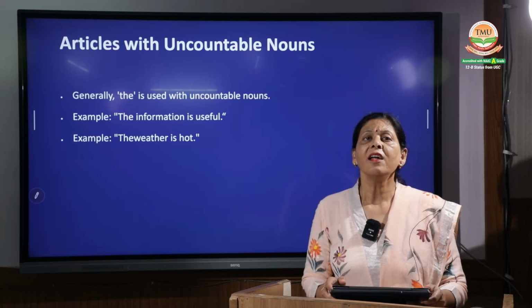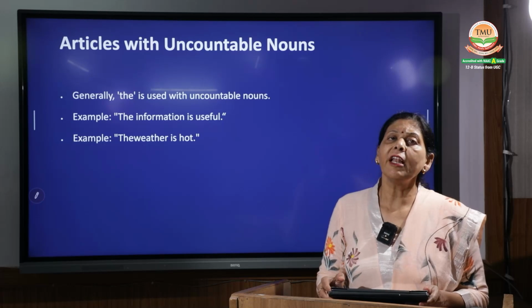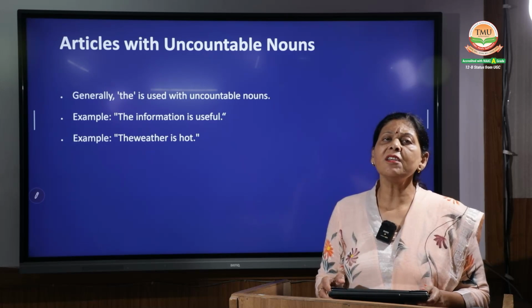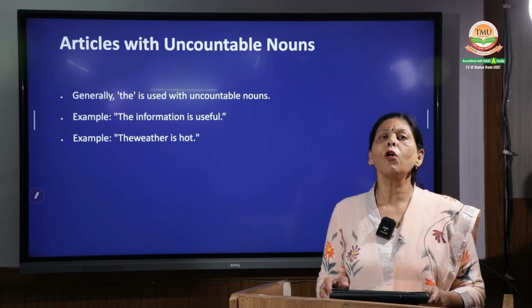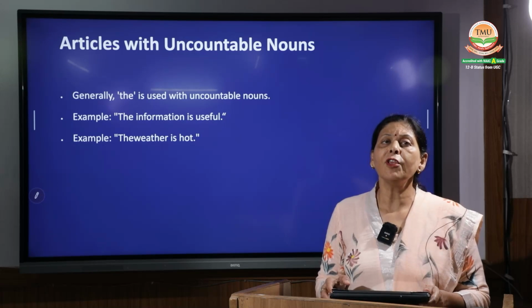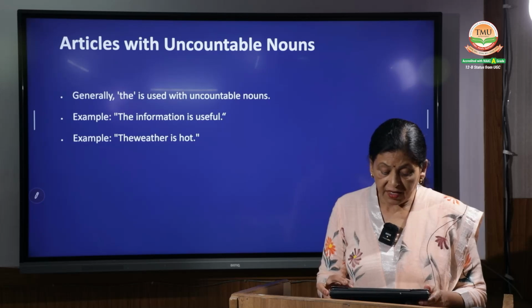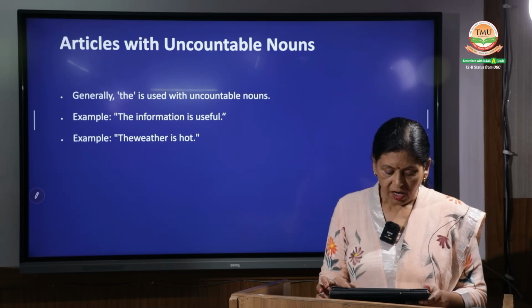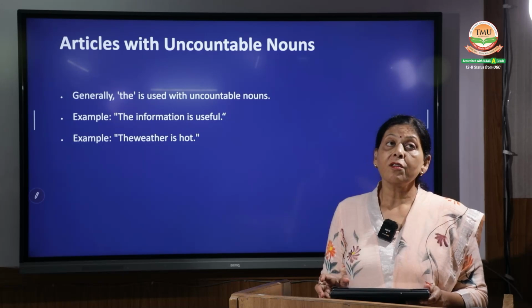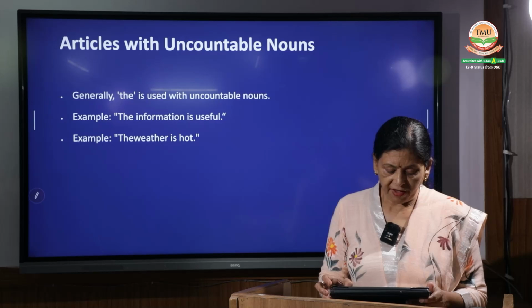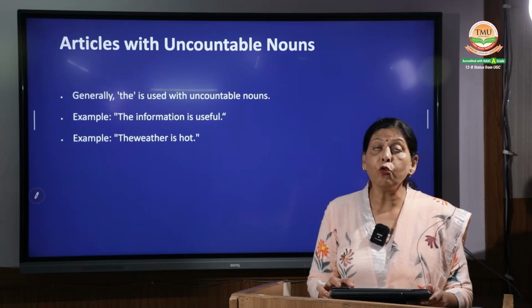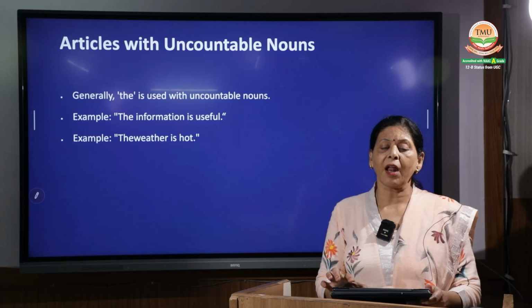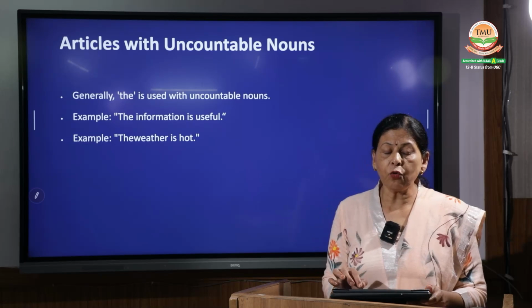And as I said, sugar, rice, feelings, emotions, these are some nouns which cannot be counted. So in front of all these we can use the article the. Means, the weather is bad. The weather is bad. The information is useful. So they are uncountable nouns, and in front of these we use the.